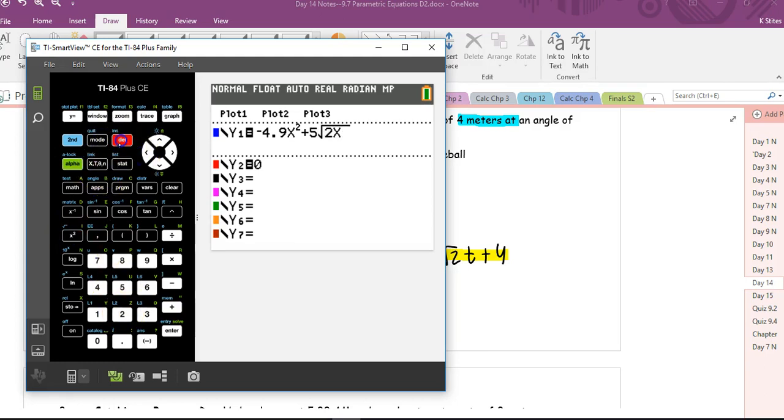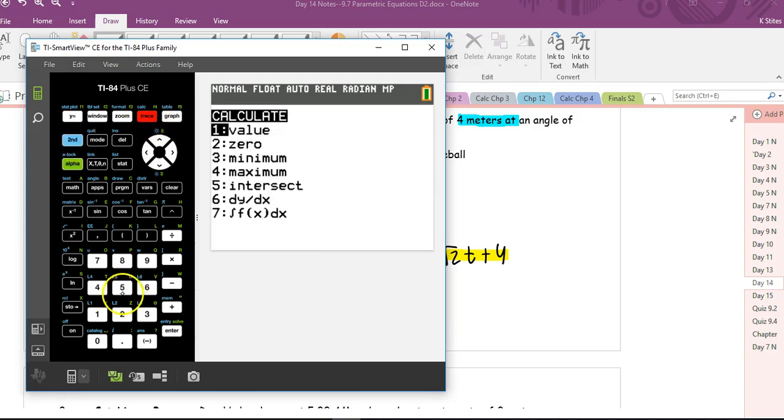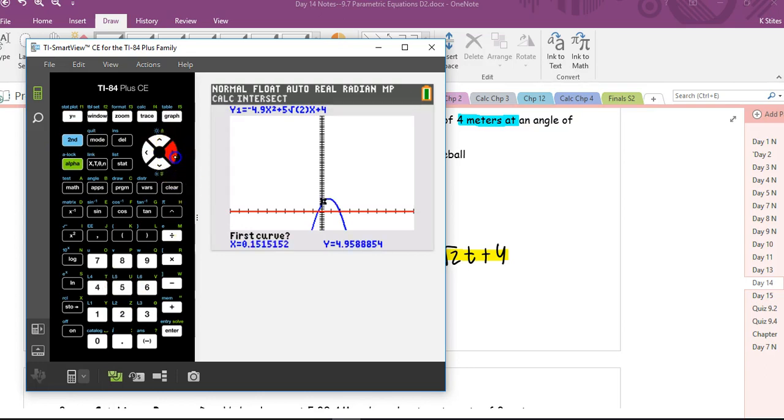Oops, careful, don't do that. Oops, still don't do that. Okay, right there. I still have my y equals 0. All right, so 1.878 seconds.